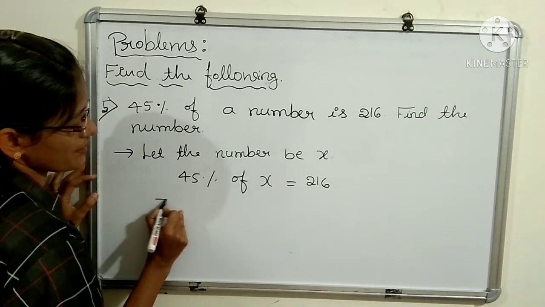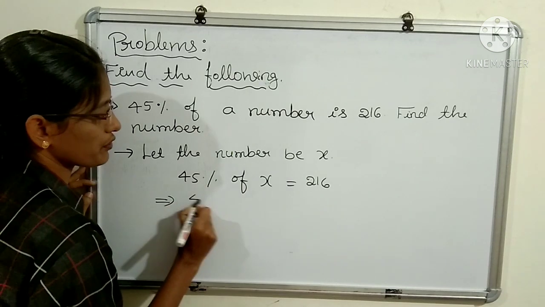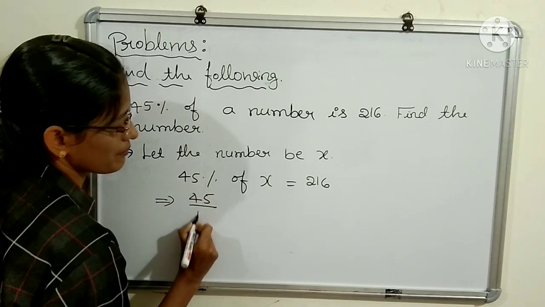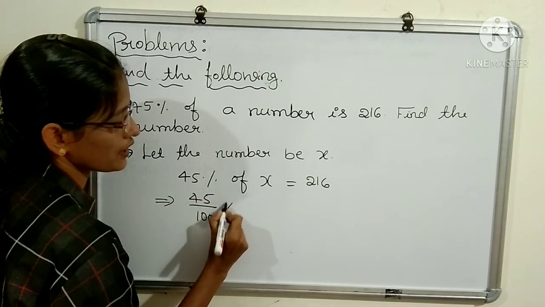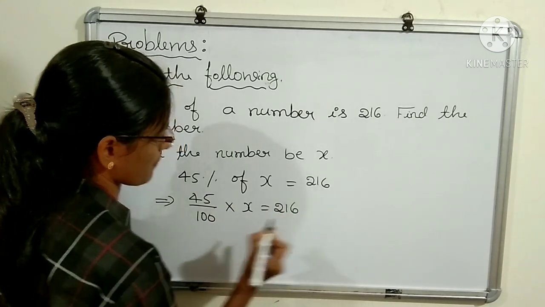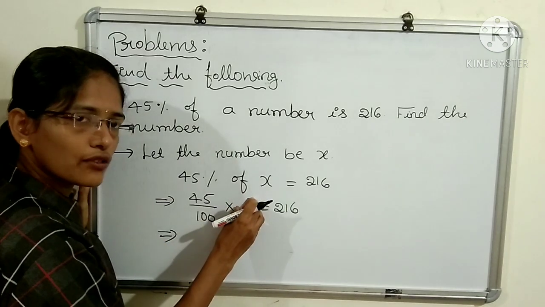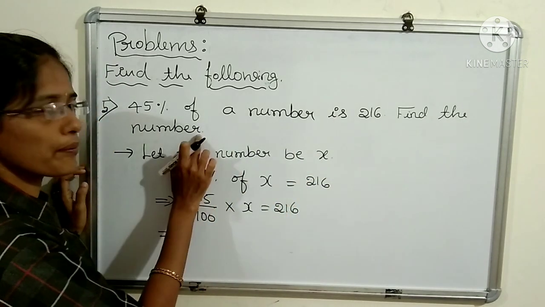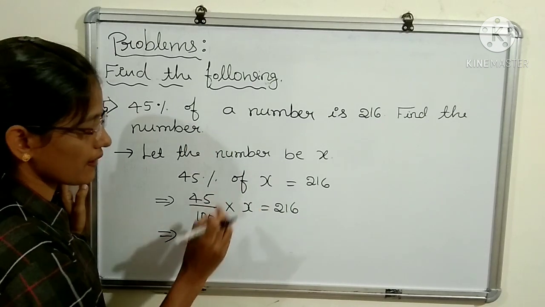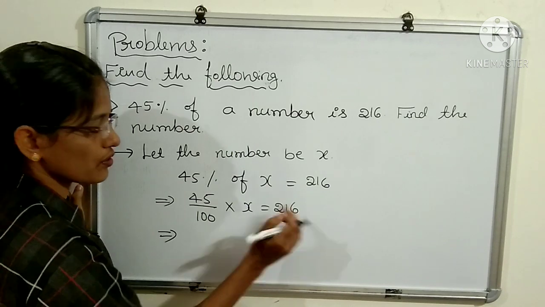Next it is easy, students. 45%. Percent you have to remove now. What we will do? 45 divided by 100. Of means what? Into x is equal to 216. Now we need to find the x value. Means we have to find the number. So x you have to keep on the left hand side. 45 by 100 shift to the right hand side.